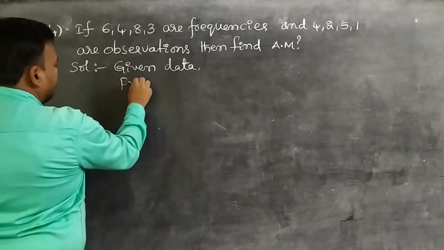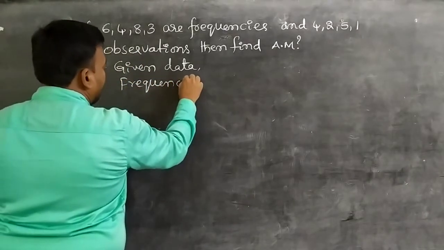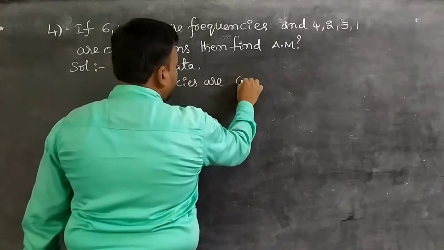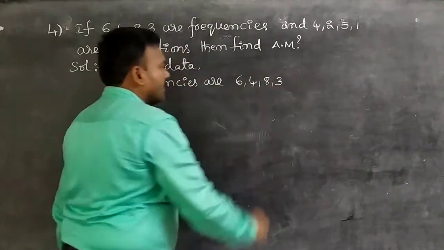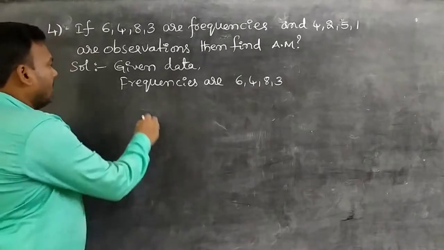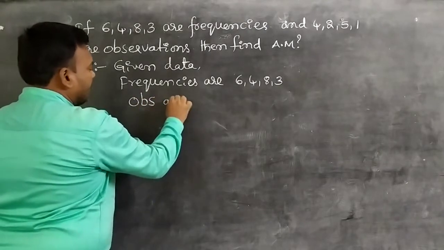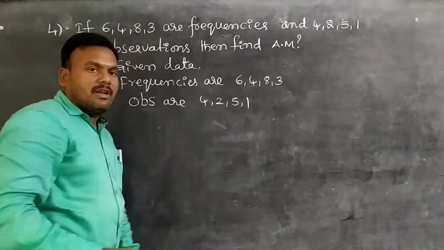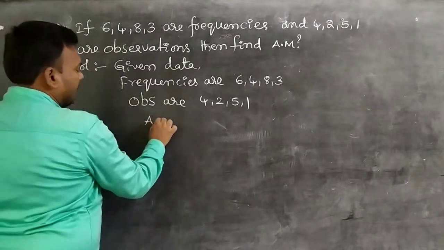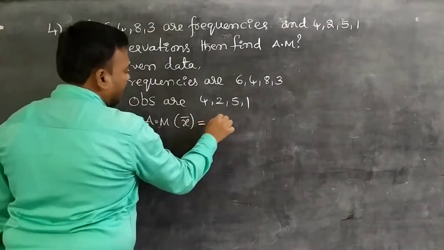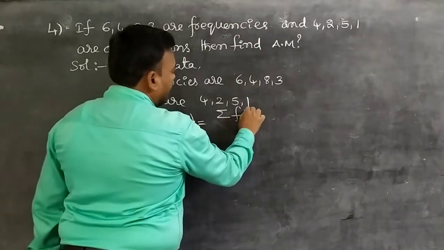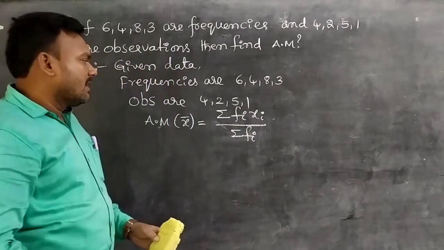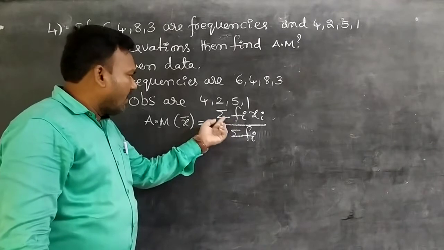Frequencies are 6, 4, 8, 3, students, and observations are 4, 2, 5, 1. These are the values. Then we go for the arithmetic mean. So arithmetic mean x bar equals summation fi xi by summation fi, where i equals 1 to n items.